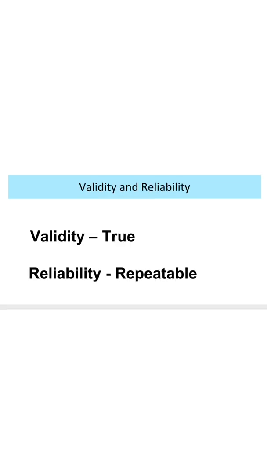Validity and reliability. Validity and reliability are actually requirements for both the design and the measurement of research. Validity means true and reliability means repeatable. Generally speaking, research is considered to be valid when the conclusions are true and reliable when the findings are repeatable. But validity and reliability are actually required for both the design and measurement of research.